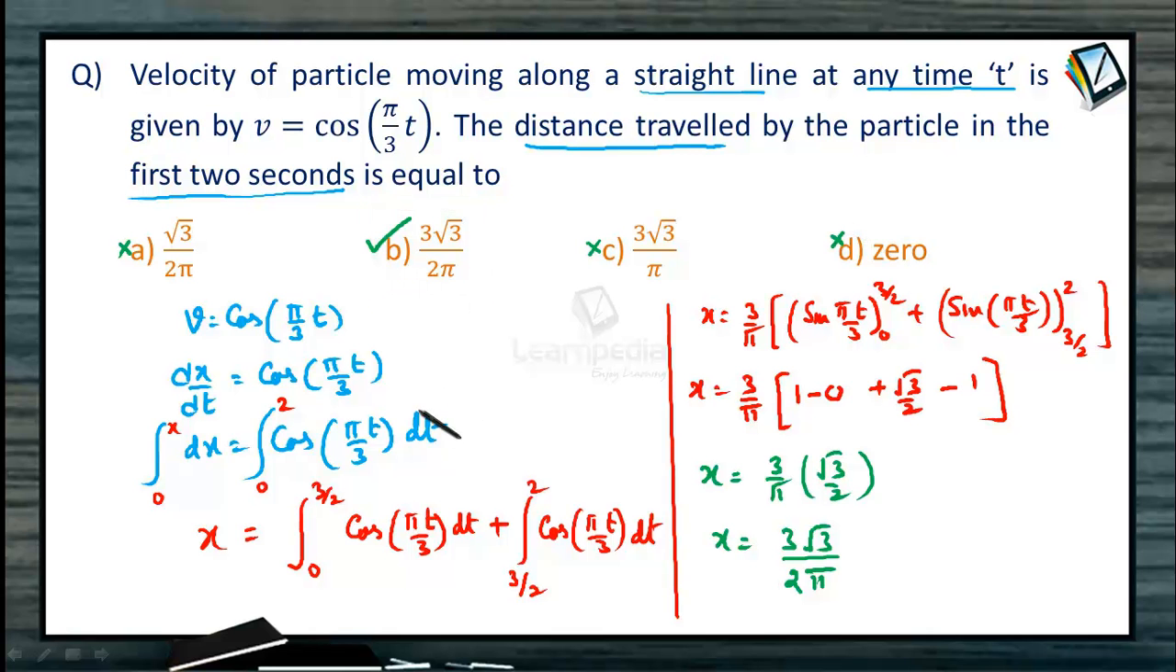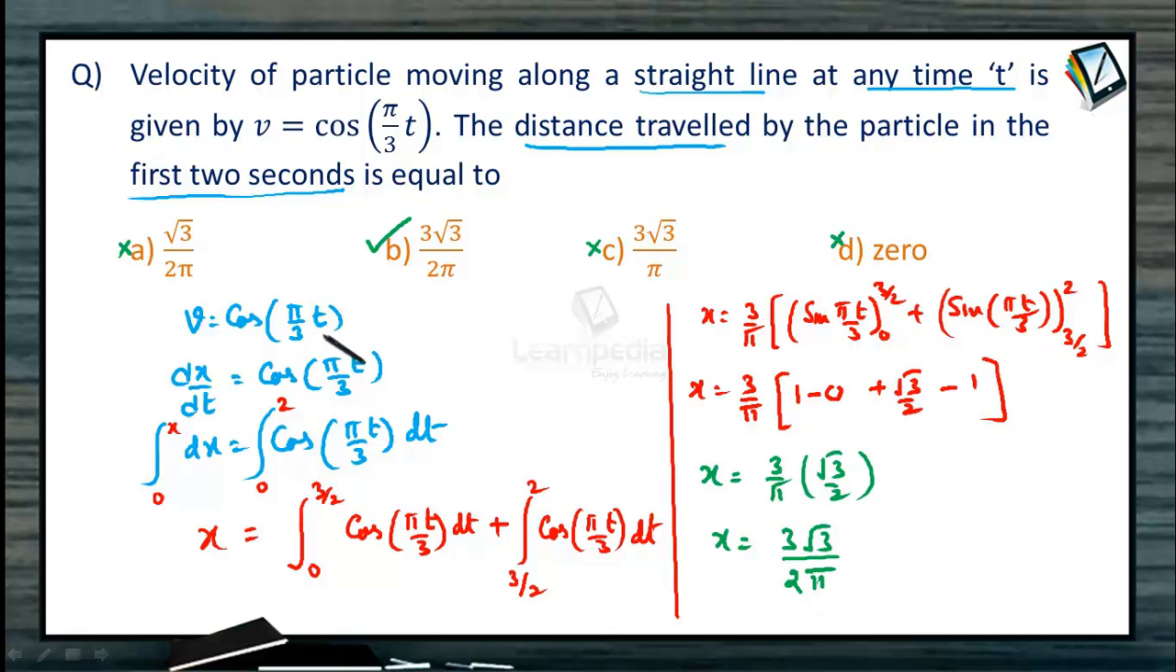So in this problem, the most important part we have done is this: velocity as a function of time is given to us, and we want the distance traveled by the particle. But the time given is the first 2 seconds. In between the first 2 seconds, the velocity becomes 0 again, correct, at t = 3/2. So we have divided this integration limit, one from 0 to 3/2, another from 3/2 to 2. And the leftover is only the calculation part, which fetches the result 3√3/2π.